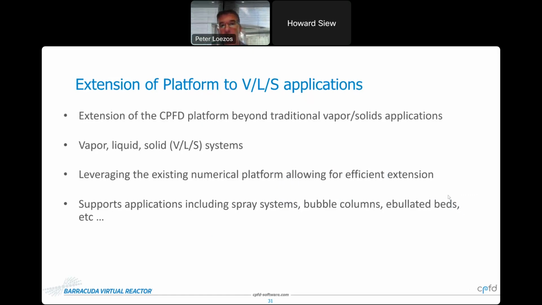So let me shift gears now and talk to you about the extensions of our platform to VLS applications. We've extended the CPFD platform beyond our traditional vapor solids applications like FCC or circulating fluidized bed units to vapor liquid solid systems, VLS systems. And the way we did this is by leveraging the existing numerical platform, allowing for an efficient extension. So we currently are able to support applications including spray systems, bubble columns, ebullated beds, among others.